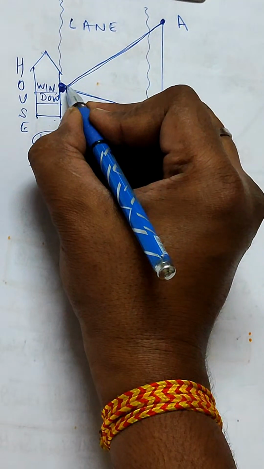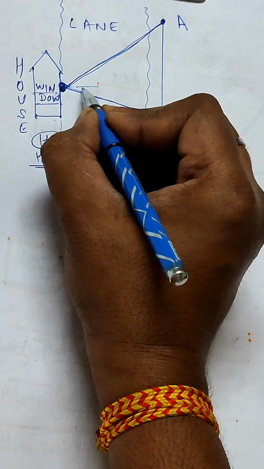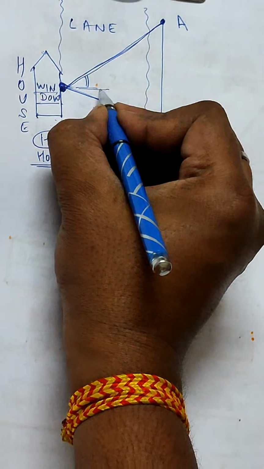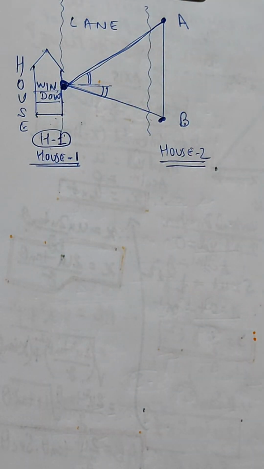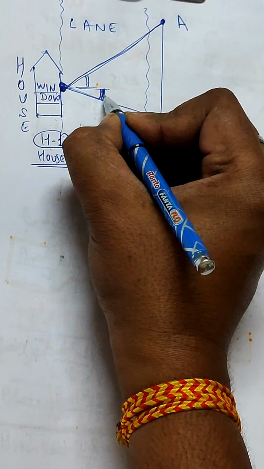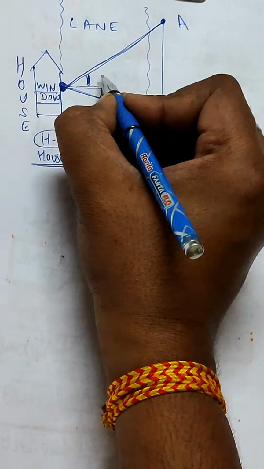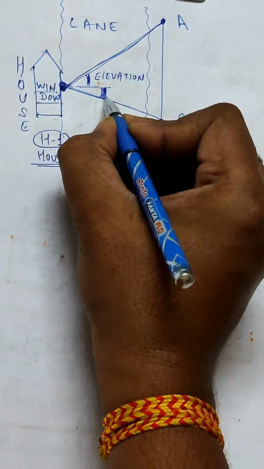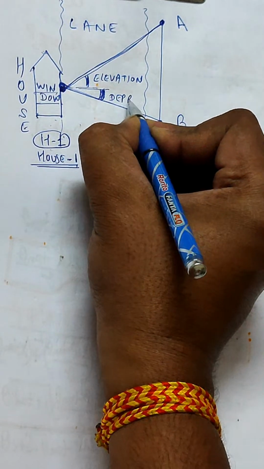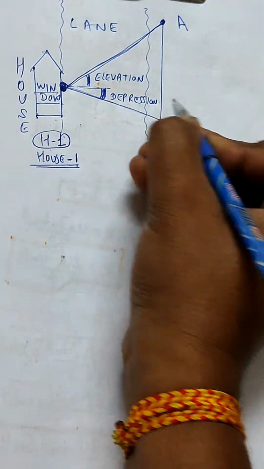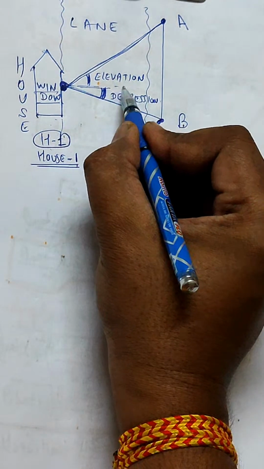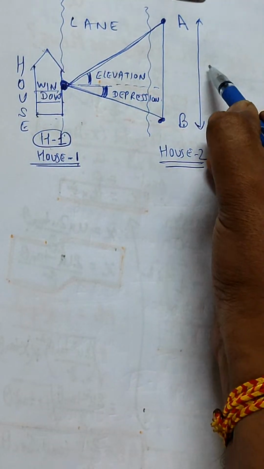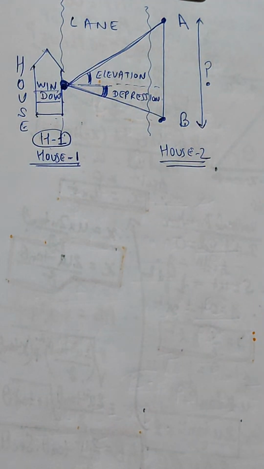Okay, so this will be the angle of elevation and this will be the angle of depression, right? So these two data are given to you. We need to find the height of the second house. This is how much, right?